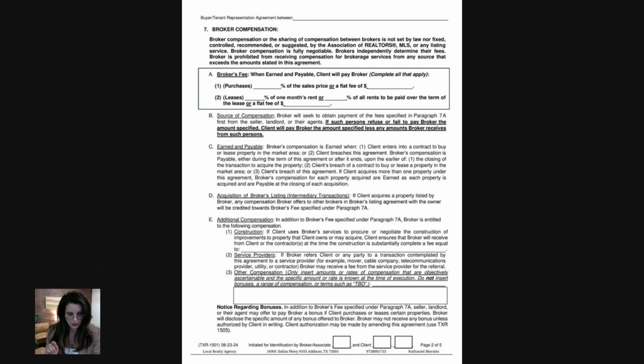We got that. Paragraph E, additional compensation. So here's the part about new construction. Most of our clients can go out there on their own and be checking out all kinds of other properties without you, as long as they're disclosing to the builder, registering with the builder that they are working exclusively with an agent.